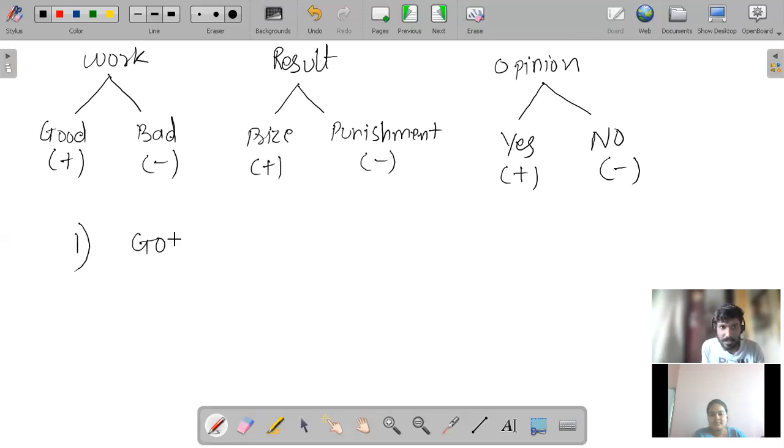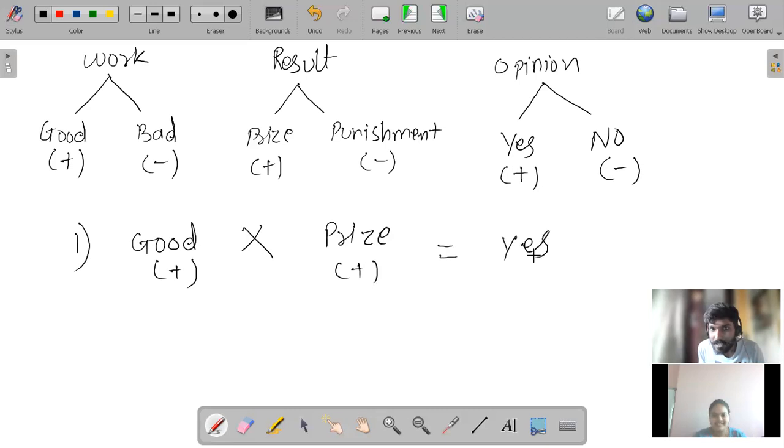You did a good work, that is plus, and you got a prize for it, that is again plus. That means multiplication, so good work into prize. Will it be yes? Yes. So I'll give it a positive sign.